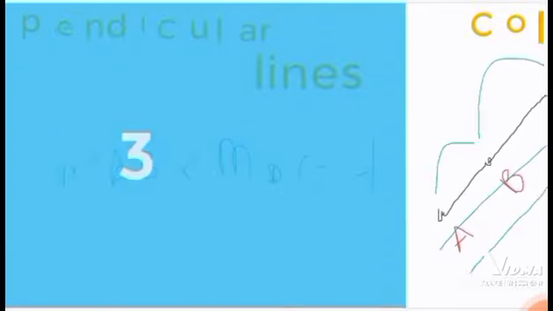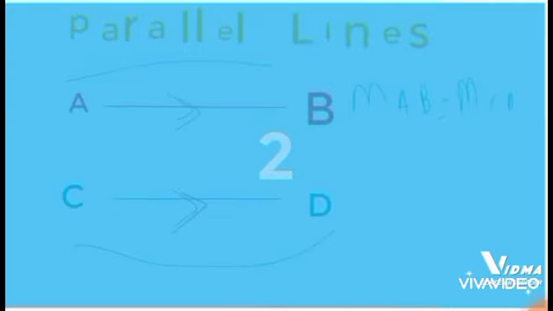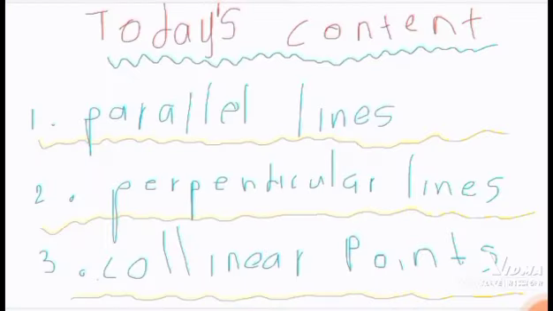So let's recap. That's it. So we did parallel lines, perpendicular lines, and collinear points. With parallel lines, the gradients of those two lines should be equal. You need to first calculate the gradient of those two lines, and they should be equal.